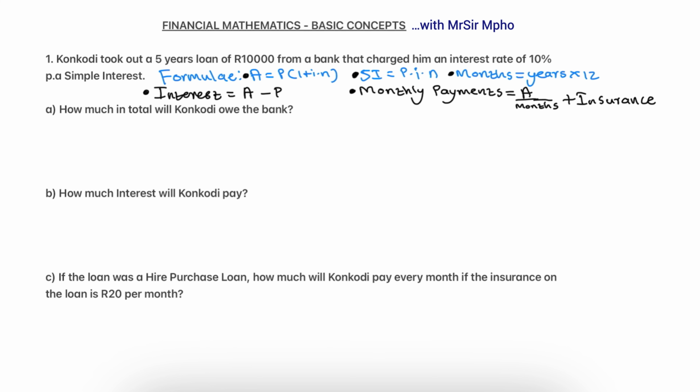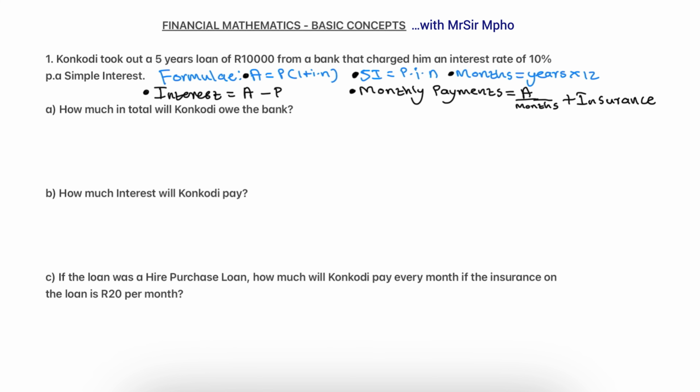Okay. So as you can see on your screen, we have Kongodi, who took out a 5 year loan of 10,000 Rand from a bank that charged him an interest rate of 10% per annum simple interest. Just know that with simple interest, n will always be in years. So if the duration was not 5 years, but 60 months, you have to divide it by 12. If it's in months, you divide it by 12 to make it years.